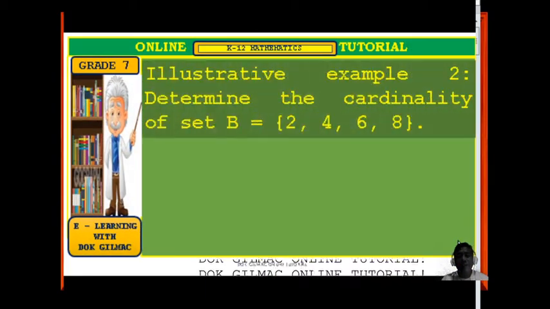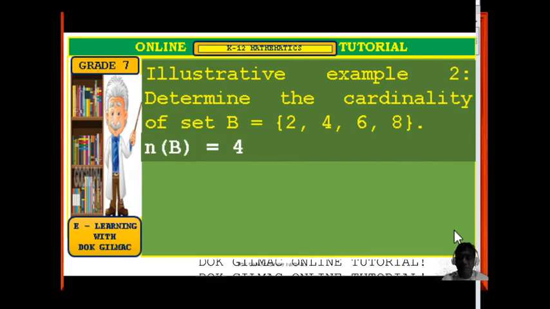Now, let's have example number 2. Determine the cardinality of set B. Again, how many elements do you see here for set B? Yes, there are 4 elements. So therefore, n of B is just equal to 4, since set B has 4 elements.